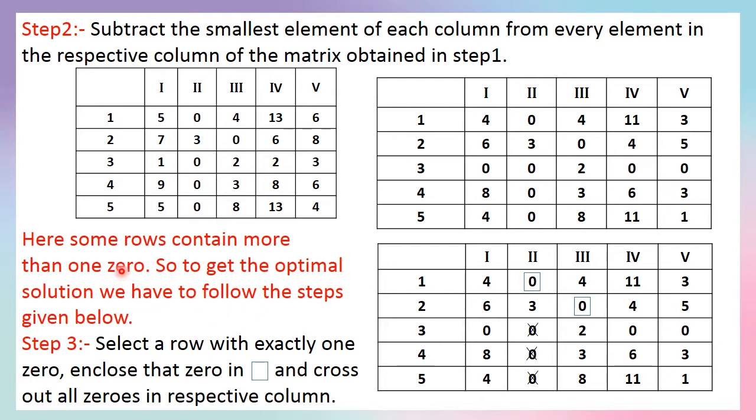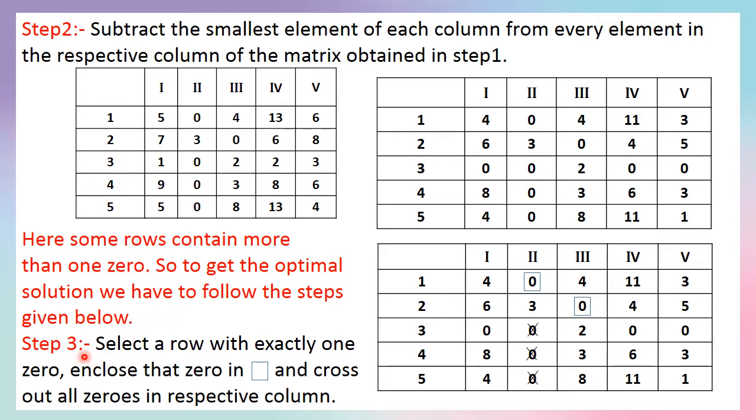Now some rows contain more than one 0. If there are only single zeros in each row and each column, then we can say we have reached the optimal assignment. But here some rows, for example the third row and the second column, have more than one zero. So we don't get the optimal solution. So we have to follow the steps given.